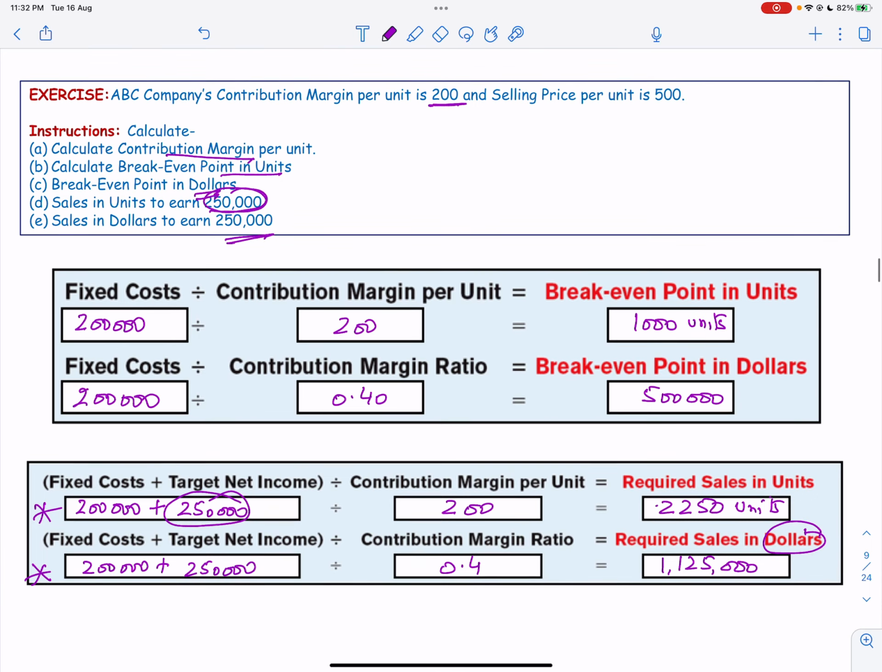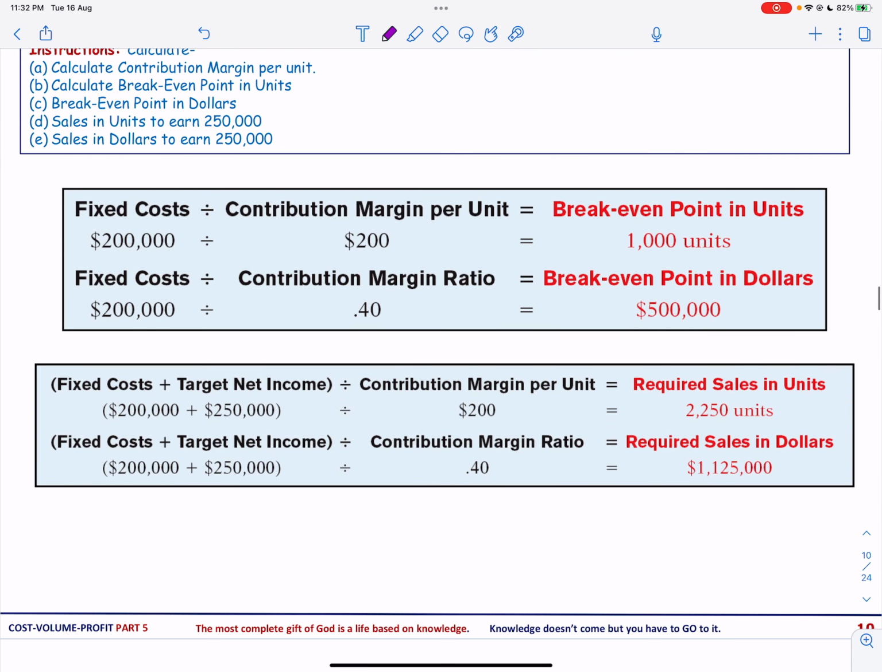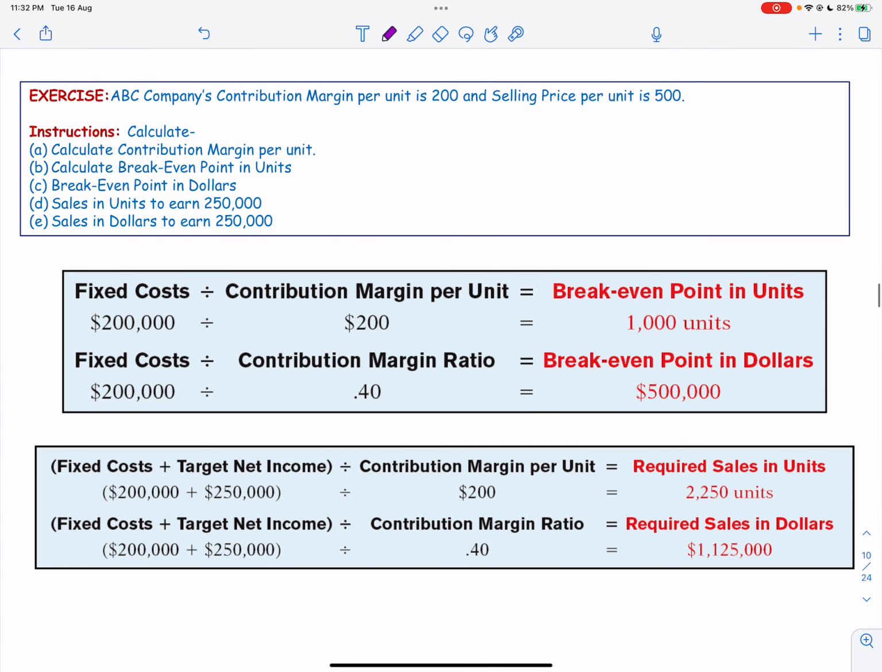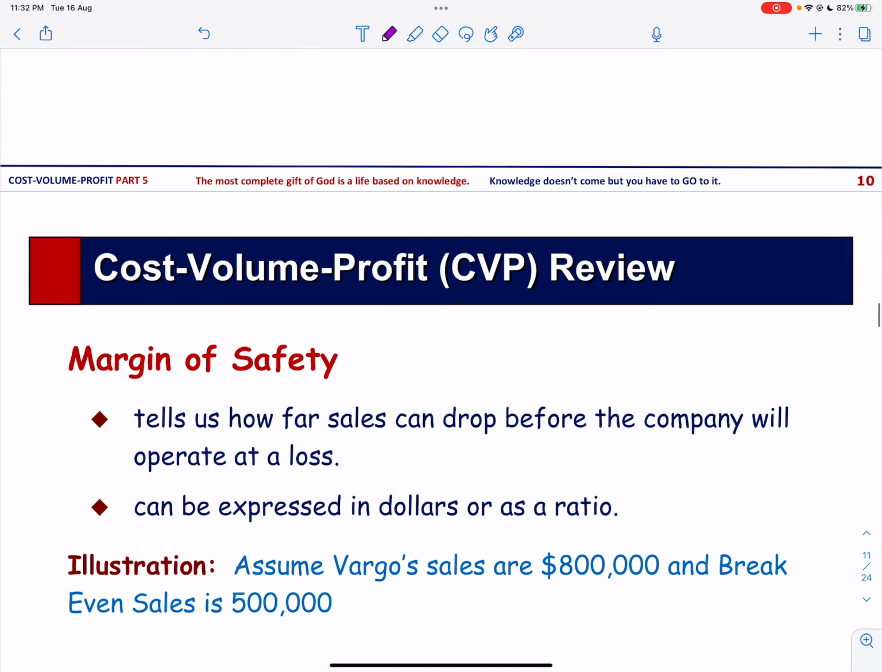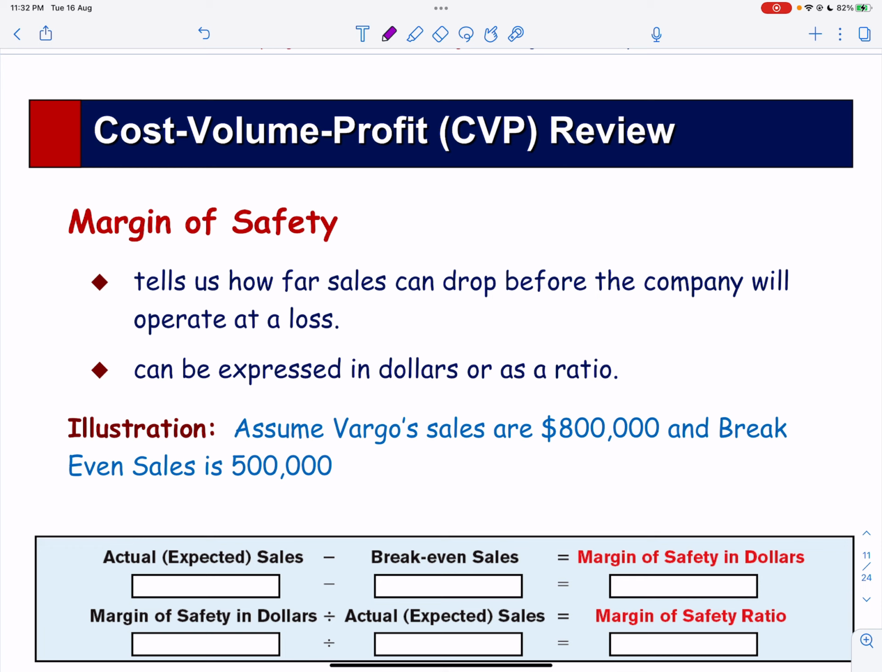Next, let us talk about the margin of safety, and I have put again this calculation over here in case you find it difficult to read my handwriting. So next we talk about the margin of safety. Margin of safety tells us how far sales can drop before the company will operate at a loss, and it can be expressed in dollars or as a ratio as well.